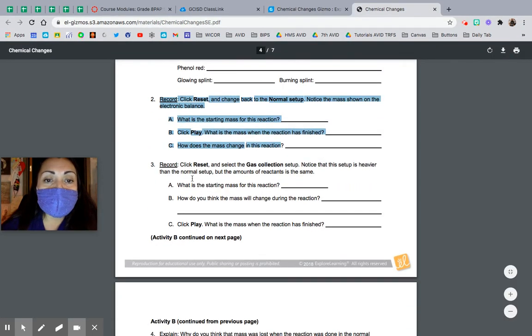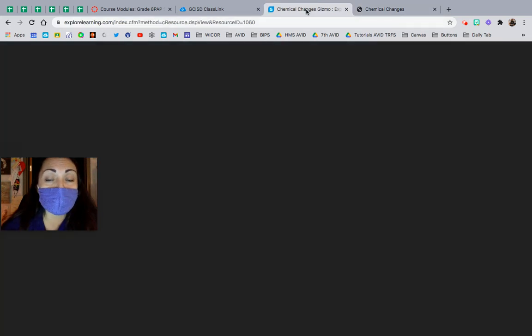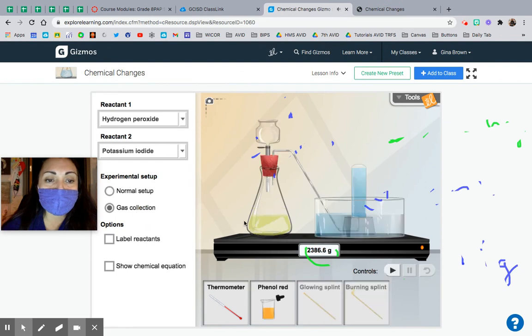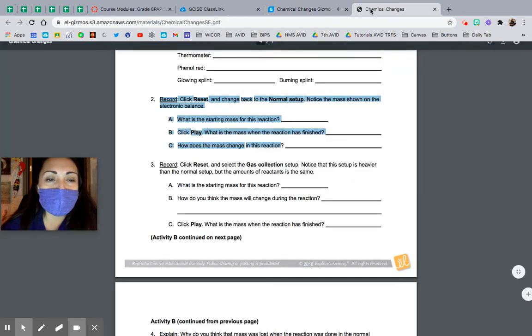Okay, number 3, it says click reset and select the gas collection setup again. Notice that the setup is heavier than normal. What is the starting mass? How do you think it will finish? And then click play. So that's the one that we just did. So I'll do it one more time. So 2386.6. I complete it. Same, 2386.6. Why do you think?